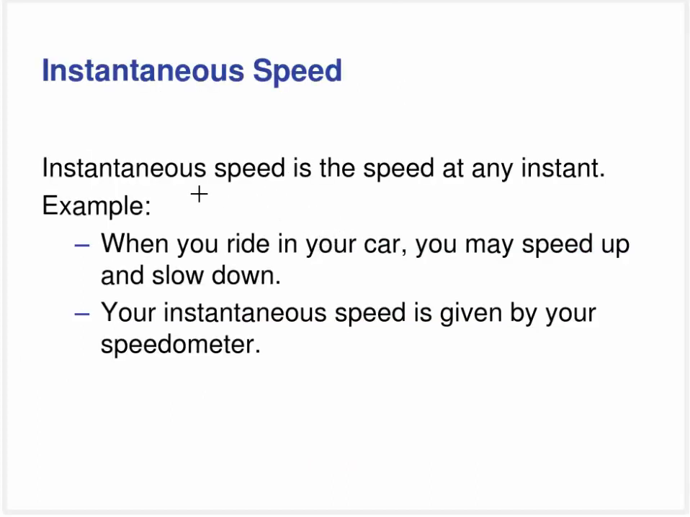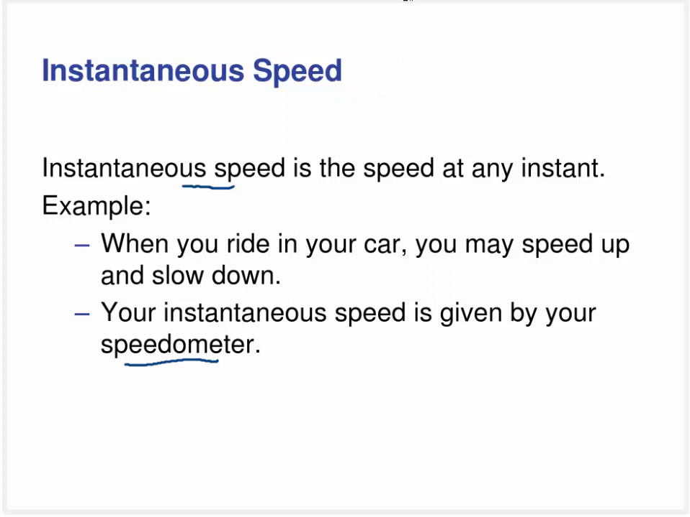So as I said in the last slide, the instantaneous speed is going to be your speed at any given point in time. For example, when you're taking a long trip, you may speed up, you may slow down. You do have your average speed, the total distance covered divided by the time that it took. Now your instantaneous speed is actually what's given to you by your speedometer. It's how fast you're going at pretty much that exact second, which is very, very different than your average speed.